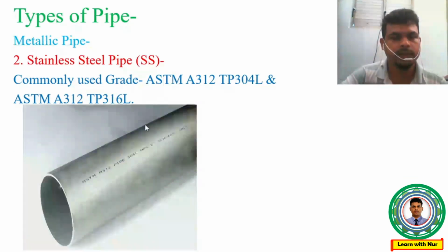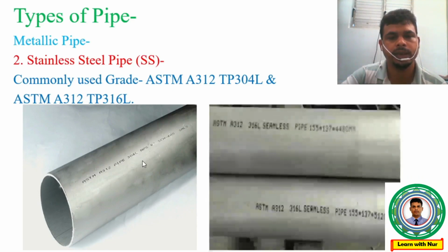So you see the photo, same as the ASTM A312 pipe 304L. Same as the before photos of carbon steel, this is the same. If you see this type of marking, you will be able to understand this is stainless steel pipe. Then the photo beside is also the same.